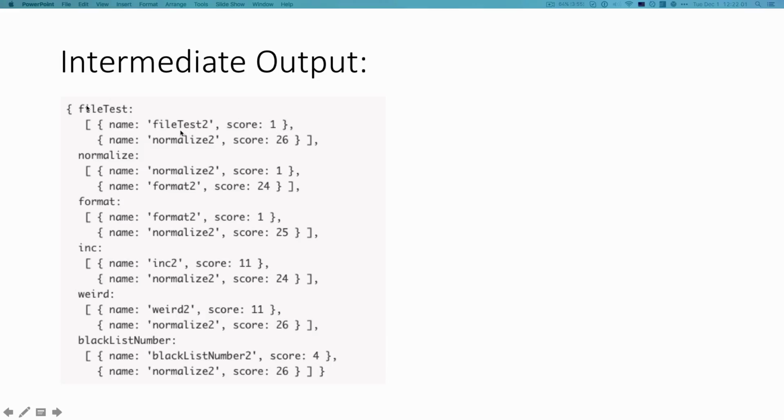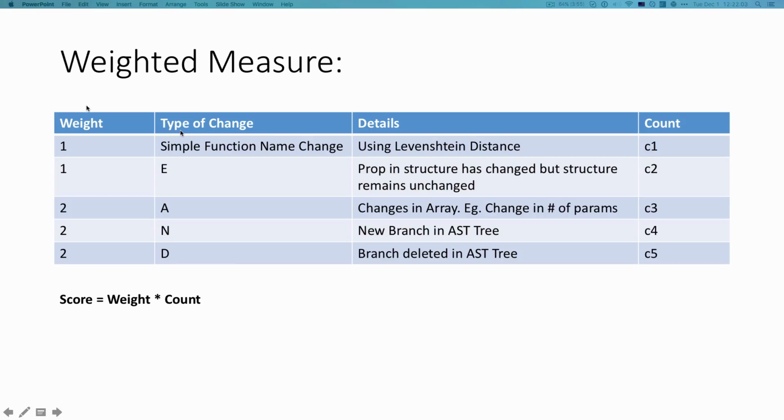So how are we computing the scores here? This is a weighted measure, and how are we calculating the weights? That's an engineering decision. Here are the different types of changes that we have classified, and we have assigned weights to them based on our decisions. And here are the details, for example, if the property and structure has changed but the structure remains the same, or if there is any change in the array.